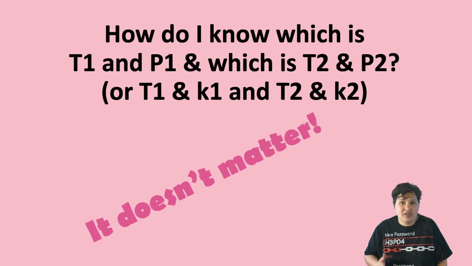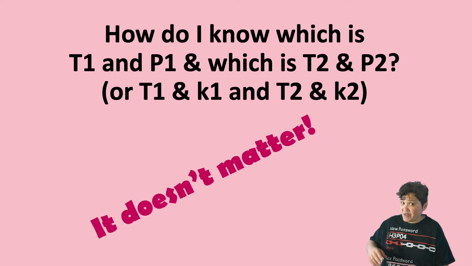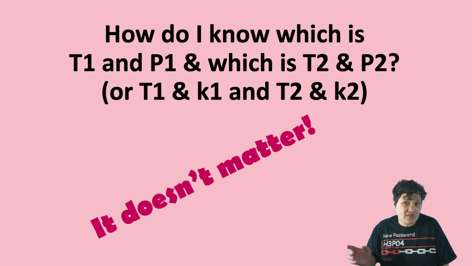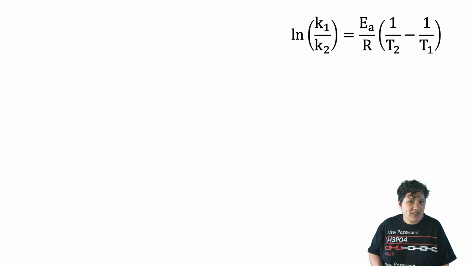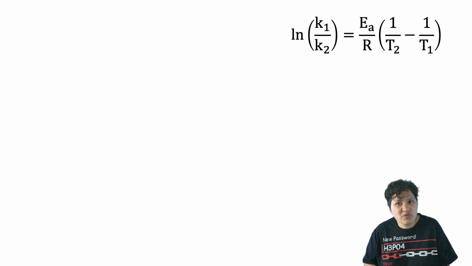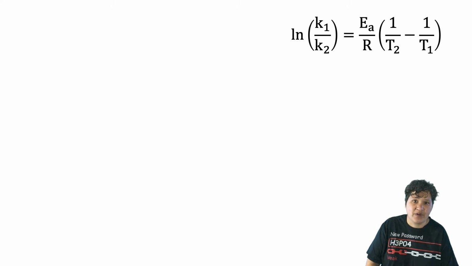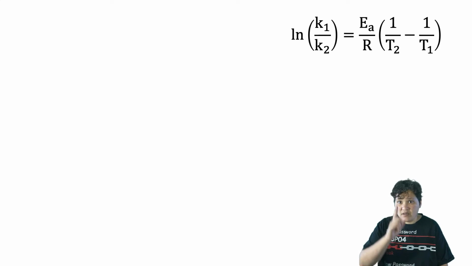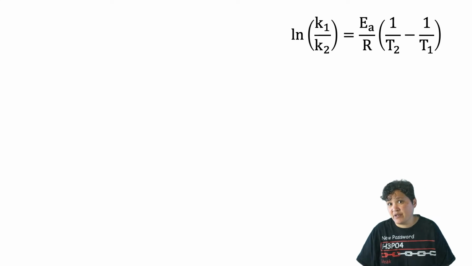It doesn't matter. So I tell students this, but they don't always believe me. So let me show you mathematically why it doesn't matter. I'm going to use the Arrhenius equation to show you, but you could easily do an equivalent proof for the Clausius-Clapeyron equation. So here is the two-point form of the Arrhenius equation.